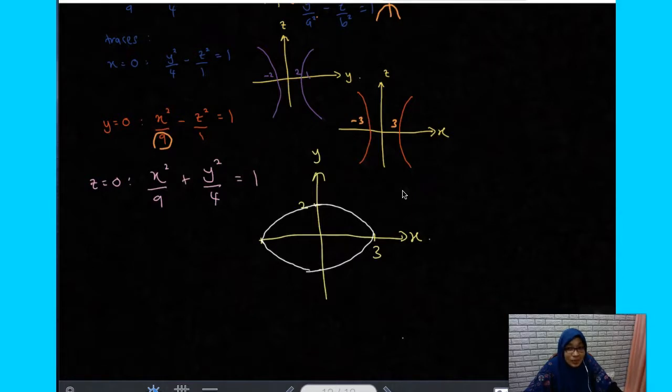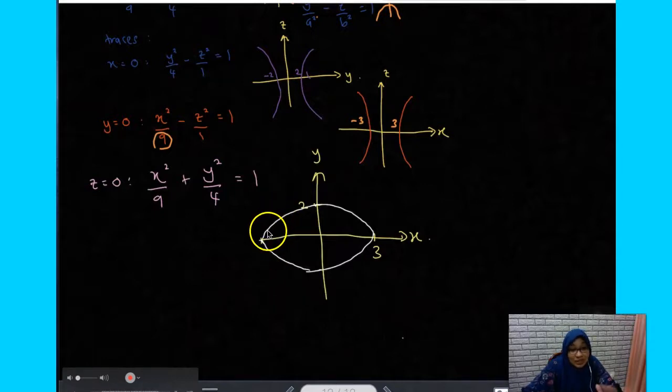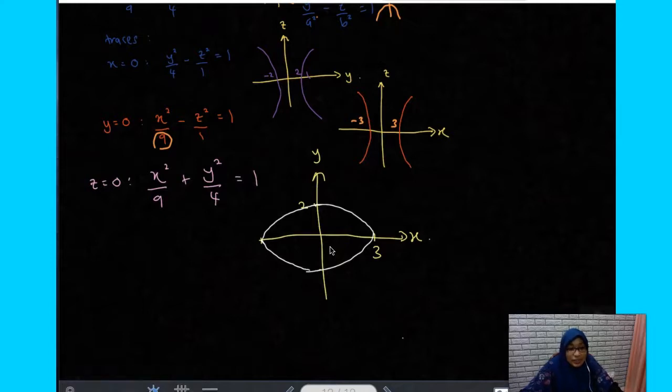Just like we sketched the bowl previously, right? But for the bowl, we need to know further, because when you set z equal to 0, you got nothing. You just get a dot. Then you have no idea, so you have to investigate further. But in this case, you don't need to investigate further, because you know that it is an ellipse. So whether you need to provide the level curve or not depends on the situation.